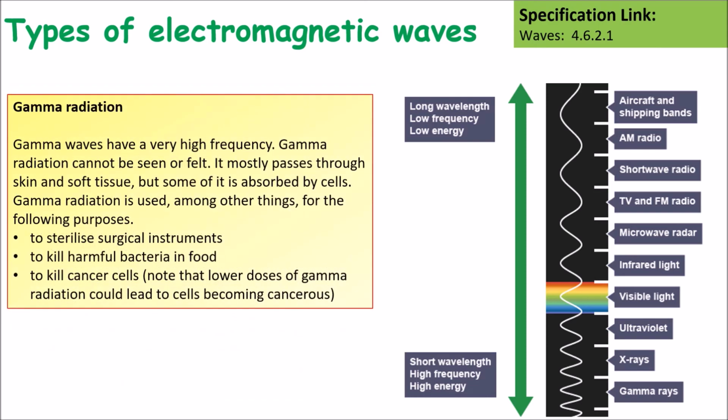Gamma waves are a high frequency wavelength. Gamma radiation cannot be seen or felt. It mostly passes through the skin and soft tissues, but some of it can be absorbed by cells. Gamma radiation is used for a variety of things, but mainly in sterilising food or surgical instruments or to kill cancer cells.